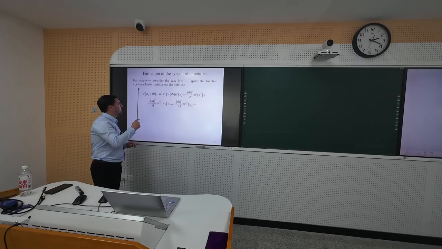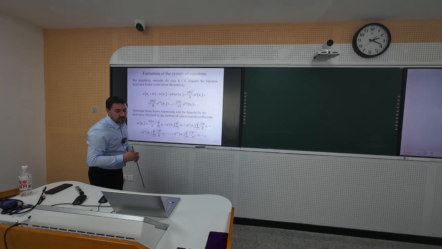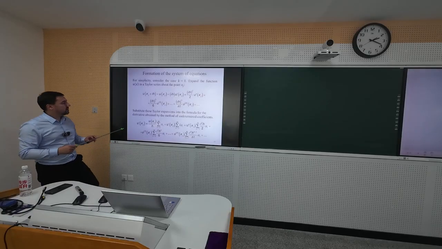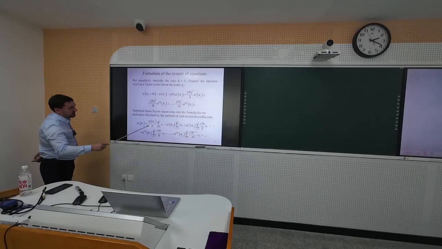And we should put this u into the formula of the method of undetermined coefficients. Substitute these Taylor expansions into the formula for the derivative obtained by the method of undetermined coefficients. So we put this u(x_j plus ih) into the formula from the previous slide. Then the first derivative is approximated by, and we just have this summation, right?